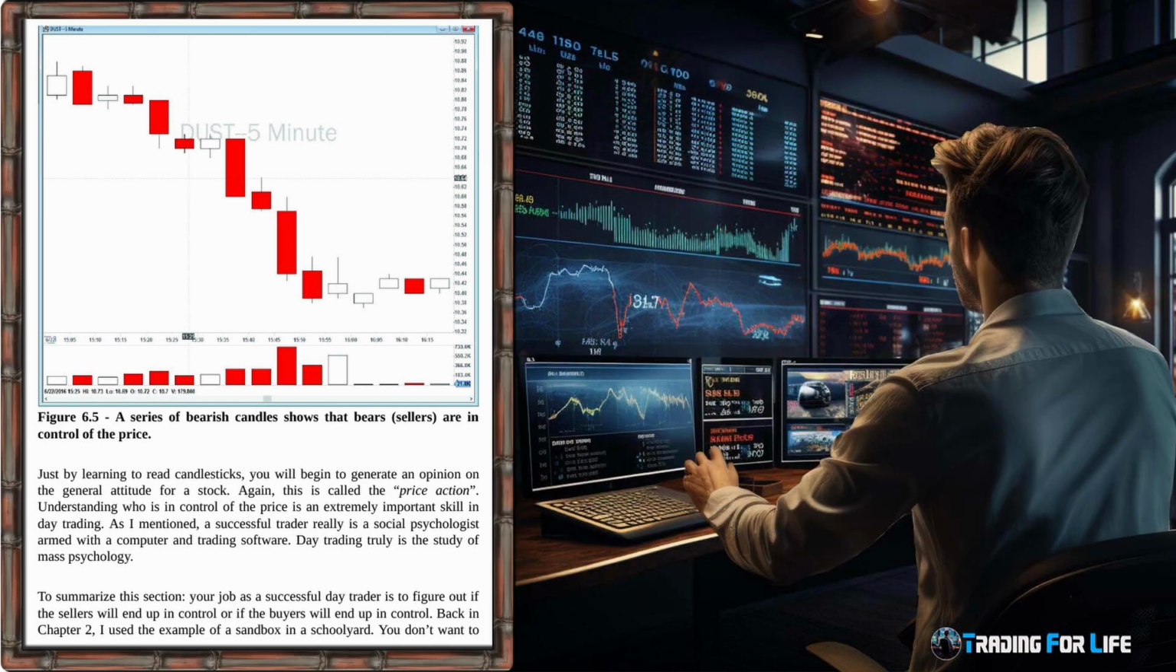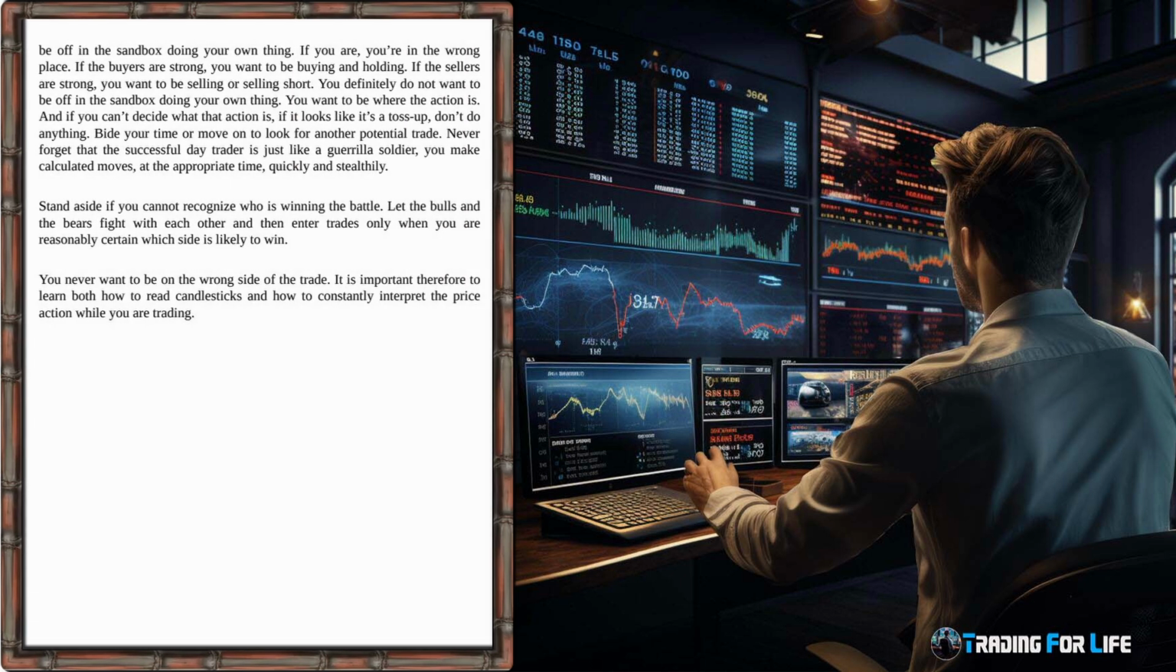Back in Chapter 2, I used the example of a sandbox in a schoolyard. You don't want to be off in the sandbox doing your own thing. If you are, you're in the wrong place. If the buyers are strong, you want to be buying and holding. If the sellers are strong, you want to be selling or selling short. You definitely do not want to be off in the sandbox doing your own thing. You want to be where the action is.